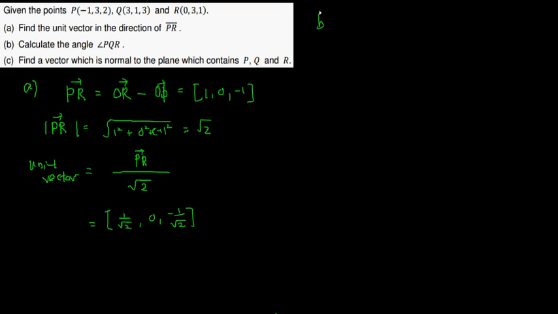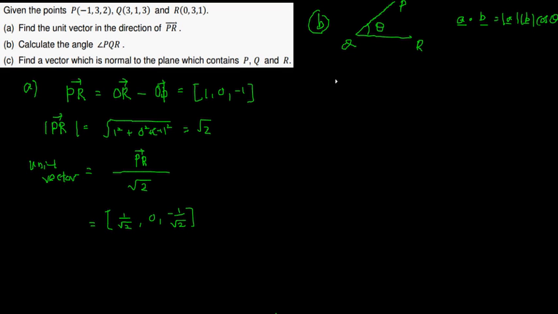Now in part B, you are supposed to find the angle PQR. Let me try to do a sketch here, and I believe this is what the question is asking for, PQR, and this is the angle theta. We are asked to find it, and so here clearly the dot product is very useful. One of the definitions of the dot product is A dot B equals the magnitude of A and B times the cosine theta. Now the theta will be the angle between the vectors A and B.